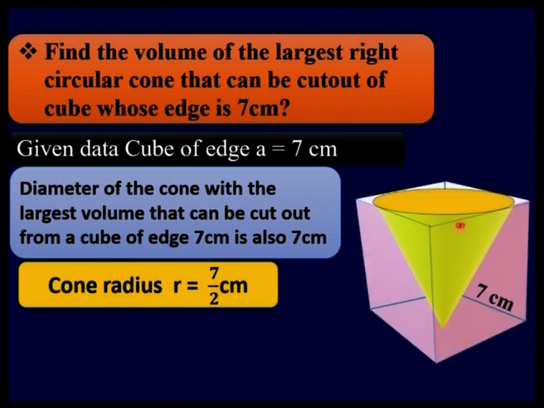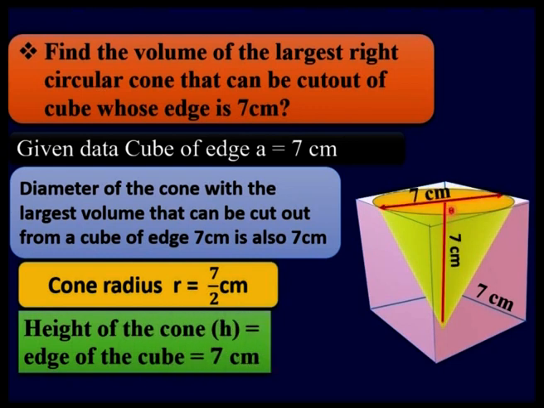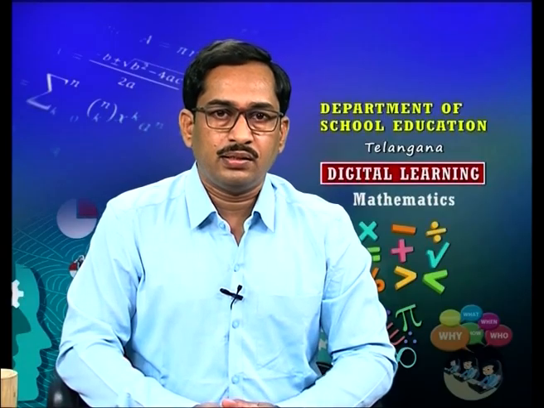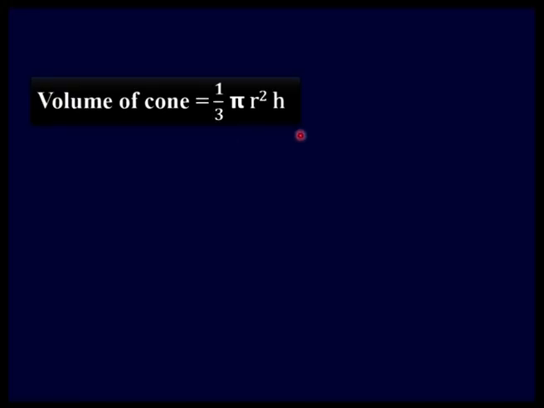So children, see, this is a cube whose edge is 7 centimeter and this is the largest cone which is cut out from the cube. Then its diameter is 7 centimeter and height of the cone is also same as the edge of the cube, that is 7 centimeter. Now children, what we have to find out here? Yes, here we have to find out the volume of the cone. Now children, what is the formula of volume of the cone? That is 1/3 pi r square h. Volume of cone 1/3 pi r square h.